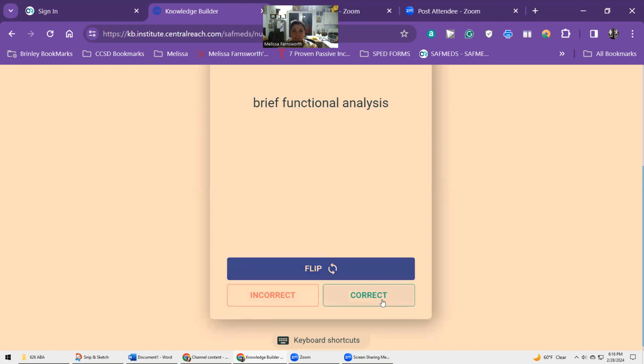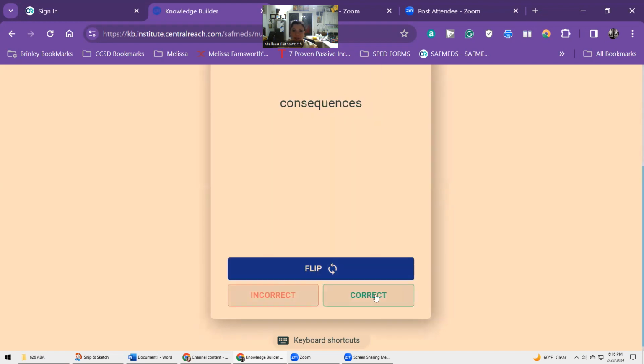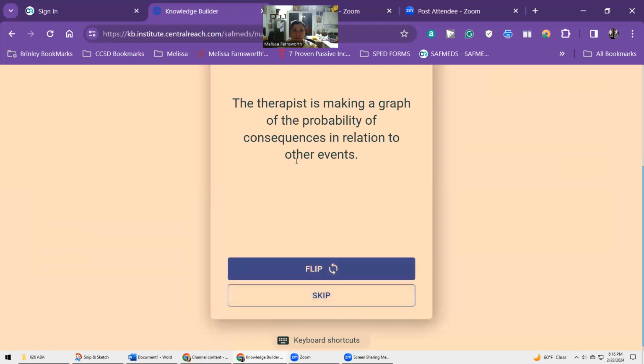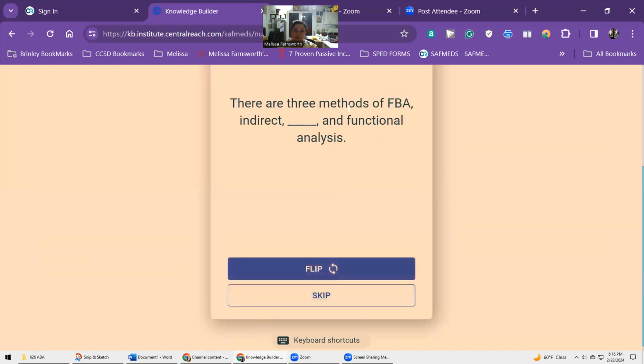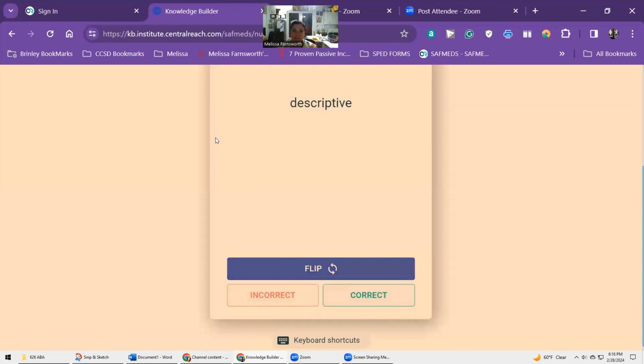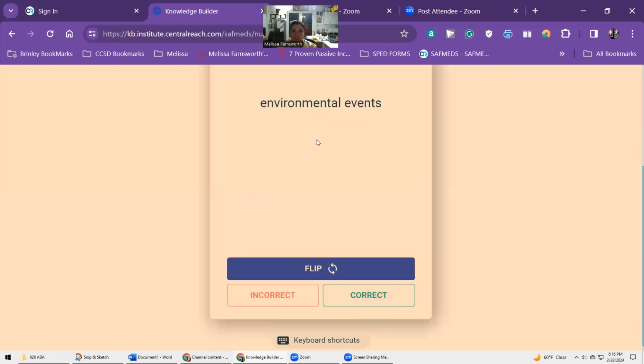Brief functional analysis. Different behaviors that are functionally equivalent, but they produce the same blank. Consequences. The therapist is making a graph of the probability of consequences in relation to other events. Contingency space analysis. There are 3 methods of FBA: indirect, blank, and functional analysis. Descriptive. An FBA obtains information about relations among specific types of blank, blank, and behaviors.